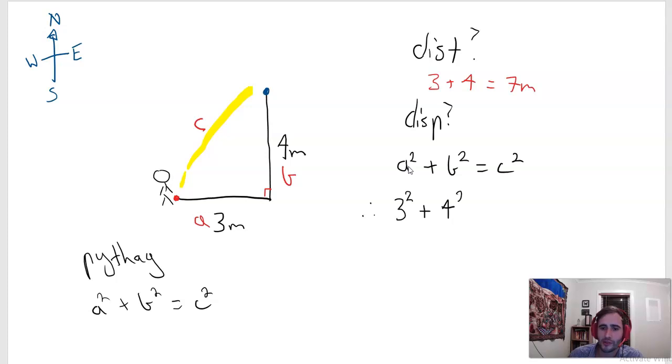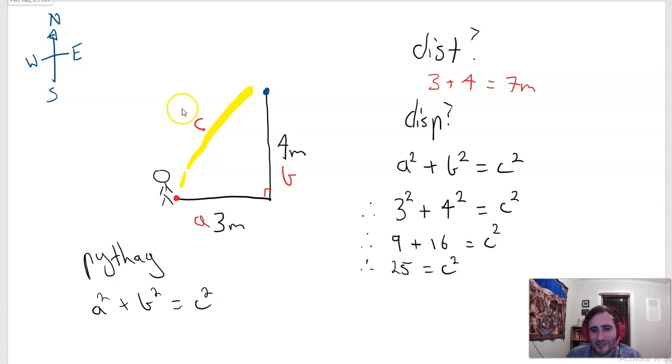So therefore 3 squared plus 4 squared equals c squared. c squared is unknown. Now we'll expand, I guess. So 3 times 3 is 9, plus 4 times 4 is 16, equals c squared. Therefore 25 equals c squared. Now, a little bit of algebra, which I know some of you don't like, but algebra is really fun actually when you get a bit confident with it. It's actually pretty good.